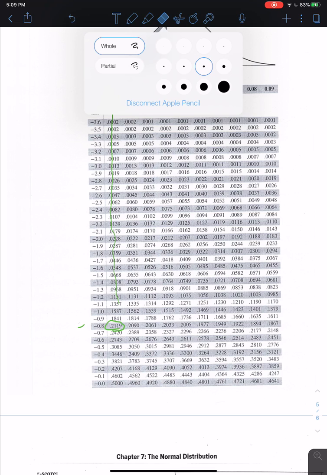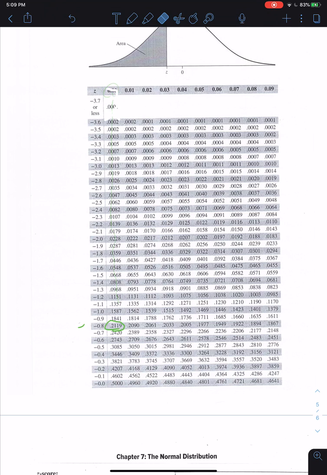I've got to erase this for sure. Stuff's all in my way. Okay. So we're looking in the body, inside in here, for 0.05, or as close as we can get. And we see it, 0.0. Okay.